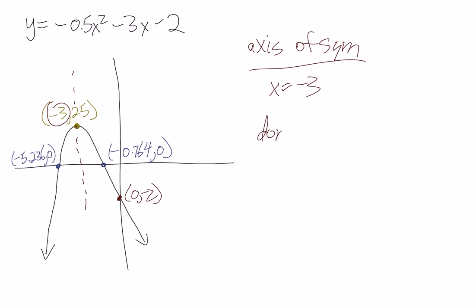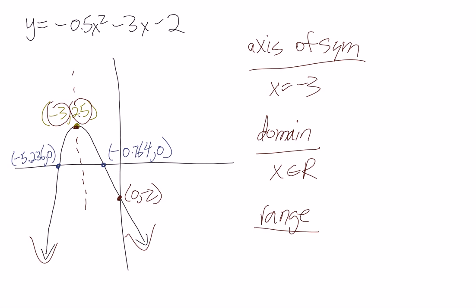Okay, our domain. Remember, domain was all of our possible x values. Because this graph goes on and on forever in both directions, we're always going to get every possible real number. And our last one, the range: in this case our graph has a maximum. We're at a peak of 2.5. So our range will be that second coordinate, but because the graph is upside down, it's going to be less than or equal to 2.5.